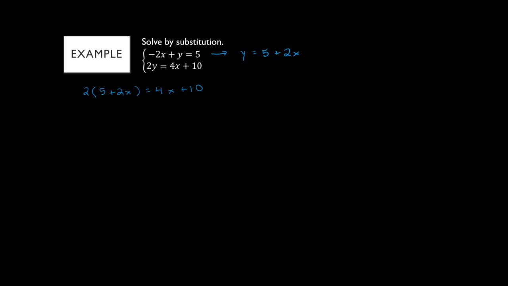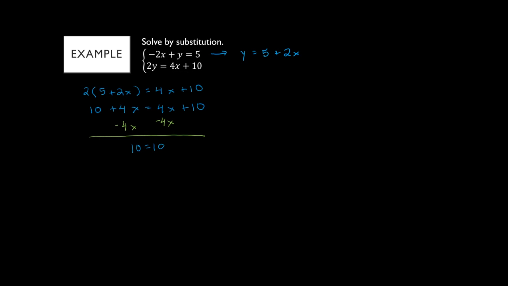So now I'm going to distribute. 2 times 5 is 10. 2 times 2x gives us 4x. And we have 10 plus 4x equals 4x plus 10. Now you may notice our left side is equal to the right side. So when I subtract my 4x so I can put it on the left, the 4x minus 4x cancels, and we're left with 10 equals 10.